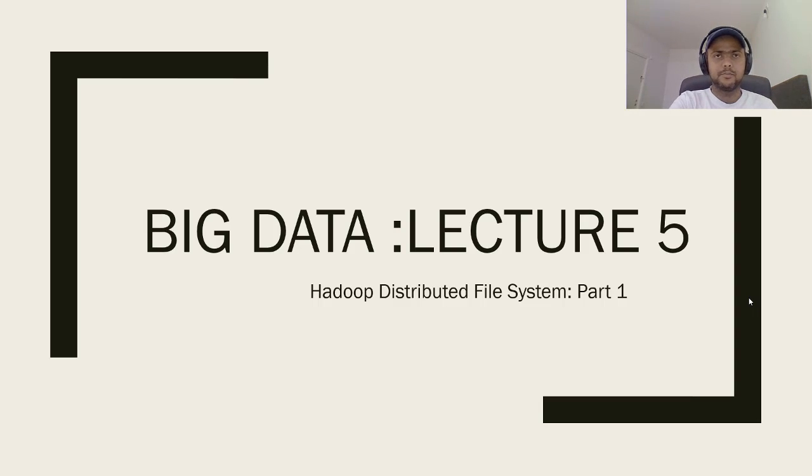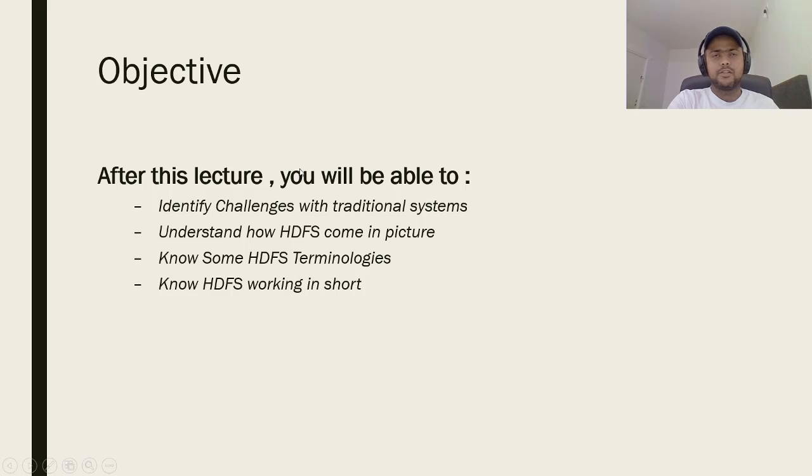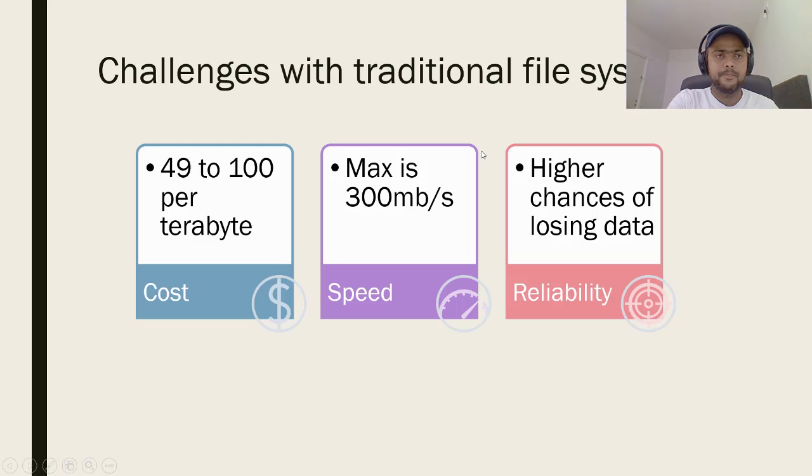Today is the fifth lecture of the Big Data tutorials, and in today's lecture we are going to talk about the Hadoop distributed file system. So let's get started. In today's tutorial we are going to cover some of the challenges which we face with the traditional storage systems and why we actually need a distributed storage system like HDFS. At the same time, we will also try to understand some of the terminologies of HDFS, and we'll have a look at an architecture diagram which will show how HDFS actually works. So let us get started.